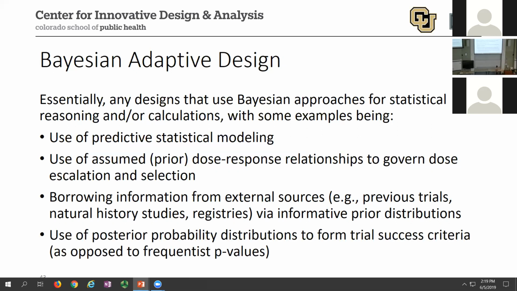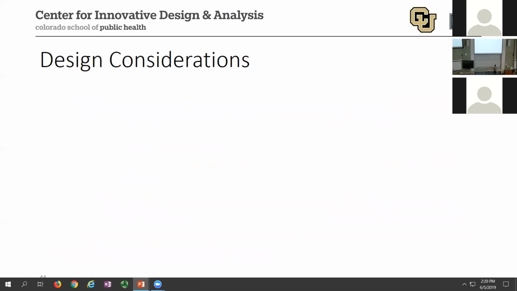Also, one of the most important things to mention is the key component that might be the most direct parallel to a frequentist design that we're used to: the use of posterior probability distributions to determine the success of our trial's outcome. This is in comparison to using a frequentist p-value for our conclusion. So instead of a p less than 0.05, we might calculate a posterior probability that we've achieved some hypothesis of interest that we've predefined.